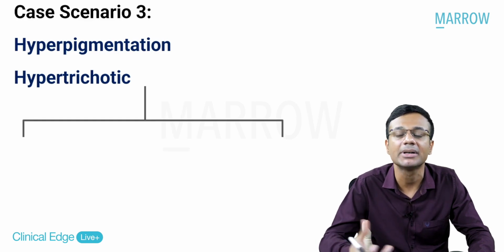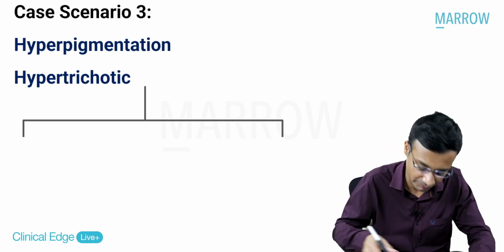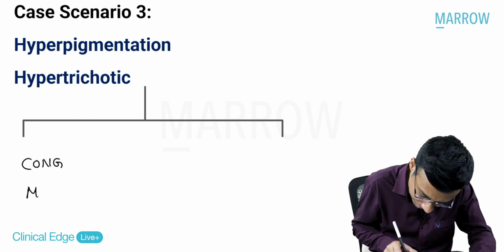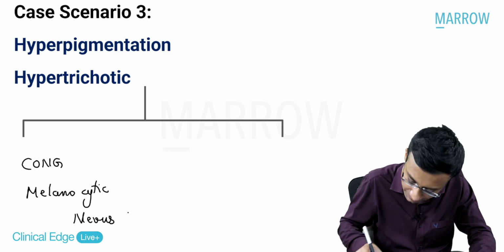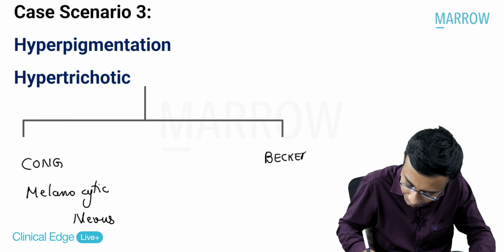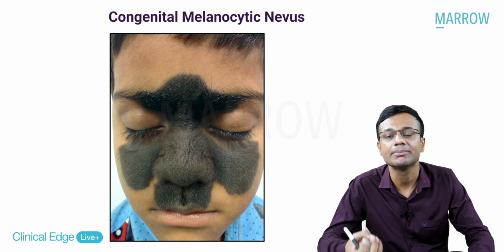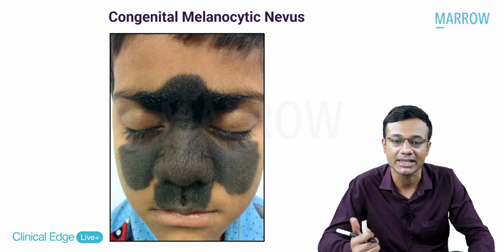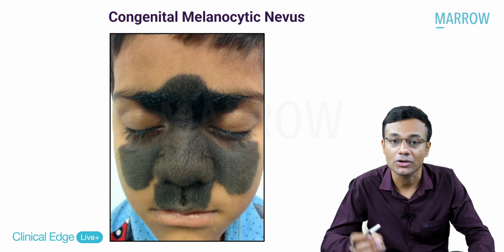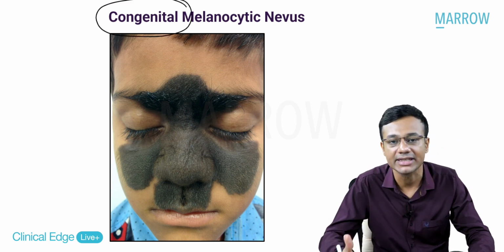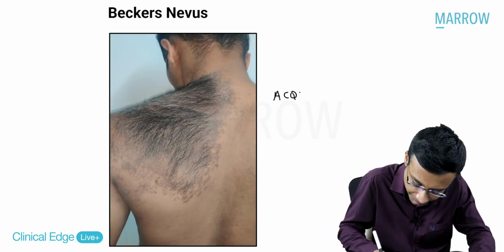Next, case scenario number 3. This is a hyperpigmented hypertrichotic lesion. If the exam says hyperpigmentation, hypertrichosis, 2 important differential diagnoses: Number 1, congenital melanocytic nevus. Number 2 is Becker's nevus. Congenital melanocytic nevus is a benign proliferation of the nevus type of melanocyte. Please remember the most important point to distinguish between congenital melanocytic nevus and Becker's is that congenital melanocytic nevus is congenital. It is seen since birth, whereas Becker's, as I've just discussed, is an acquired disorder.